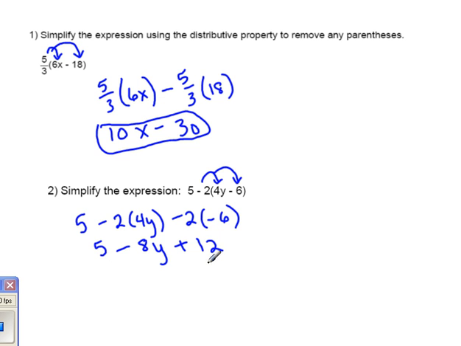Collect your like terms here. We do have like terms with the numbers, so that's 17 minus 8y. And this is all you can do with it.